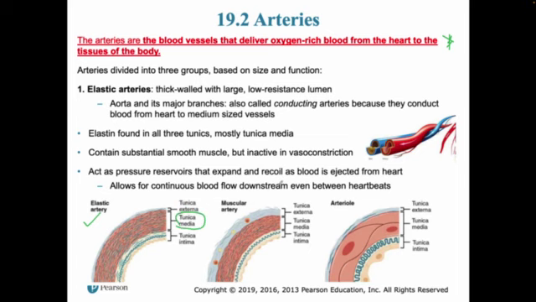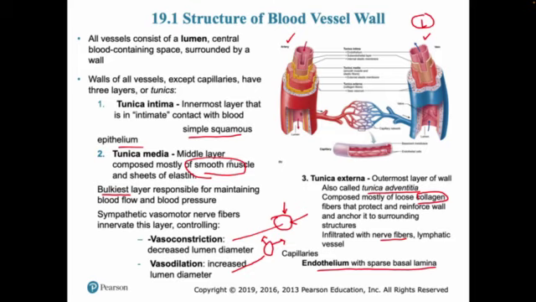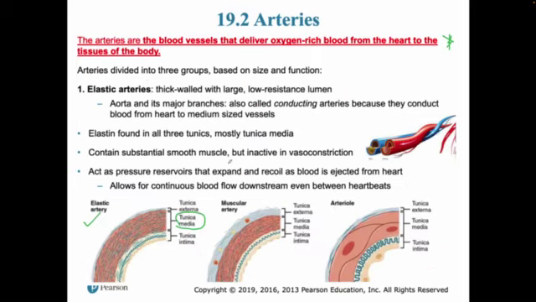And tunica media is what? Tunica media is made up of smooth muscle. So they have a lot of muscle in them. A substantial amount of smooth muscle is there. But they cannot constrict that much. One of the major examples is the aorta and its major branches. These are all mainly conducting arteries.